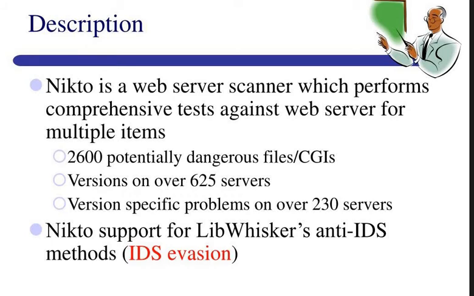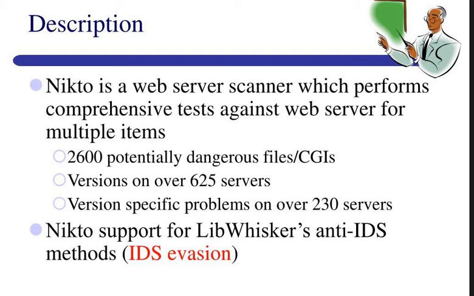Yes, we have the term web server. Nikto is a web server scanner which performs a comprehensive test against a web server for multiple items, including 2600 potentially dangerous files or CGIs. So it can identify 2600 potentially dangerous files available on the servers, which can harm the servers, or the CGI. CGI is the common gateway interface, which is used to access the server. It also checks which version of the server is running, with version-specific problems on over 230 servers.